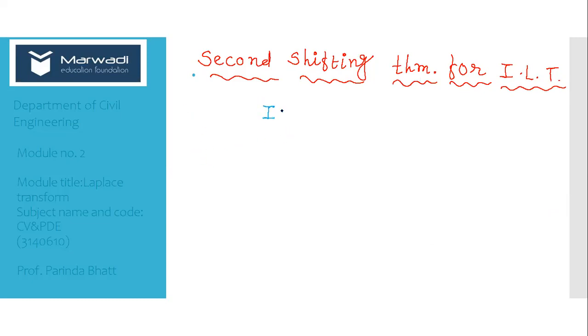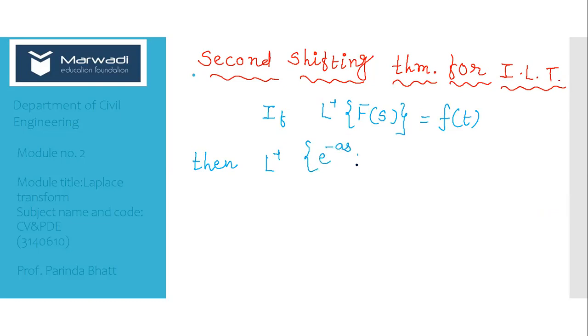Second shifting theorem for inverse Laplace transform. If we know that Laplace inverse F(s) is equal to f(t), then Laplace inverse of e raised to minus as F(s) is equal to f(t minus a) into u(t minus a).